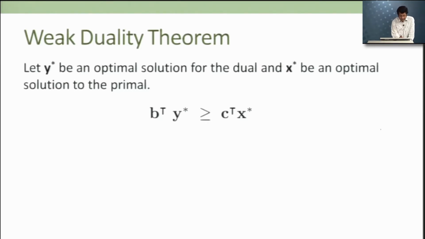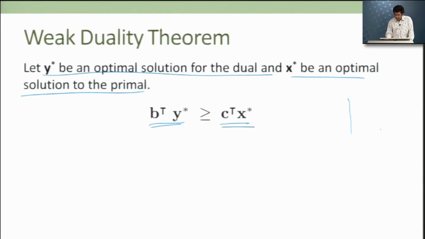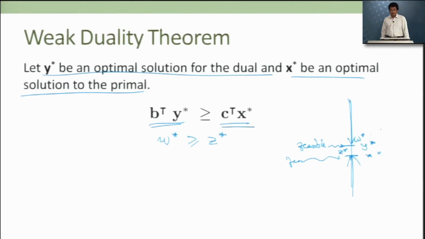Let y star be an optimal solution for the dual, and let x star be an optimal solution to the primal. Then obviously b transpose y star is greater than or equal to c transpose x star. And this is just a corollary from the previous lemma. So that's called the weak duality theorem. This is pretty weak. In fact, what we are going to show is the following: not only are they greater than or equal to, they are actually equal.